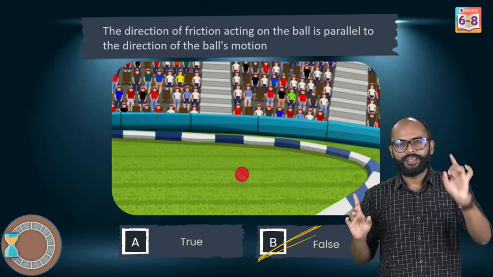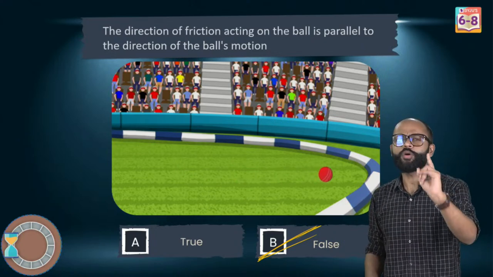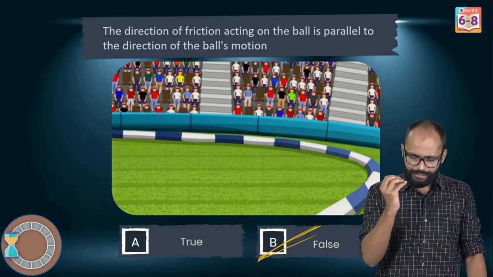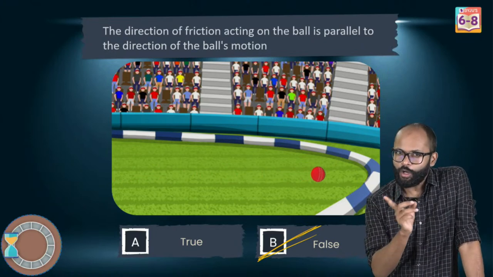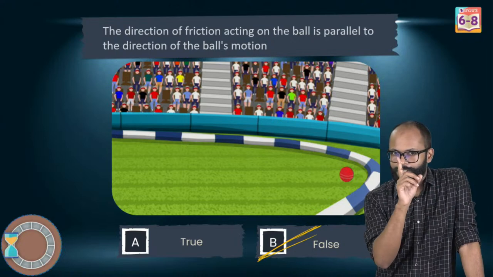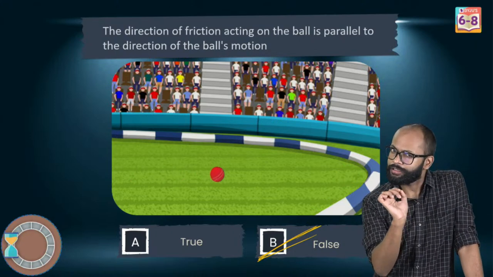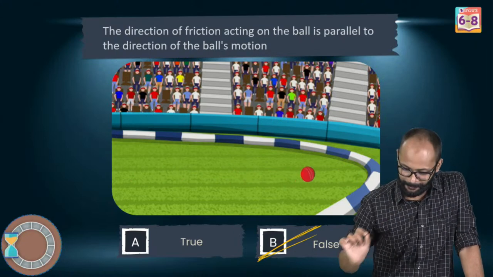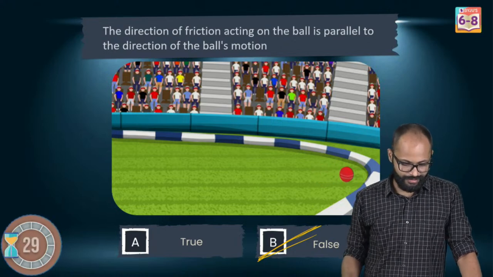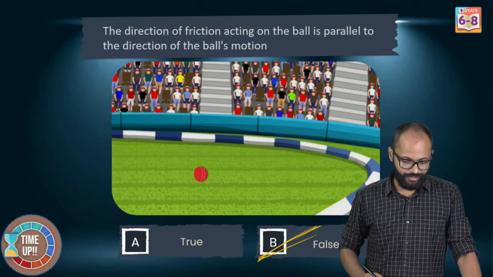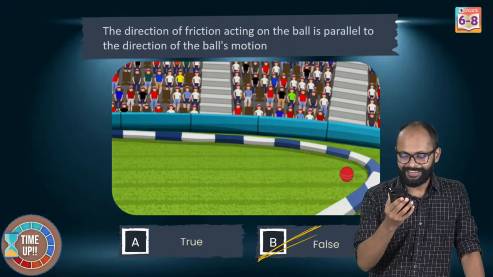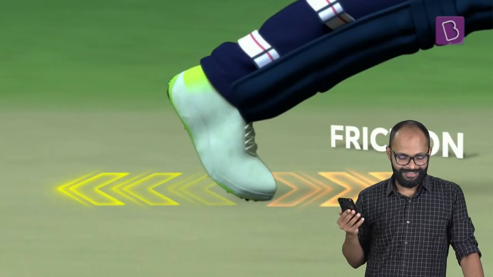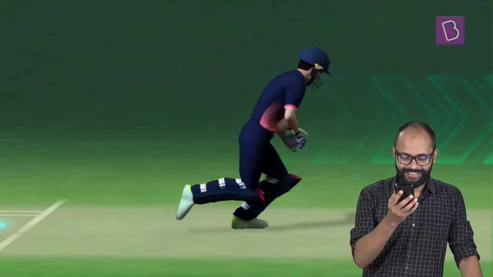That is one. Second, how many of you have noticed that the shoes of cricketers are not like your sports shoes? The shoes of cricketers are different. Why? Yes. What do you think? Why are those shoes different?